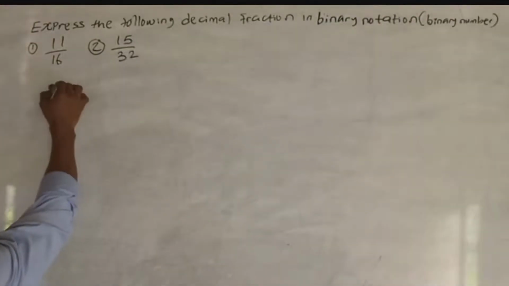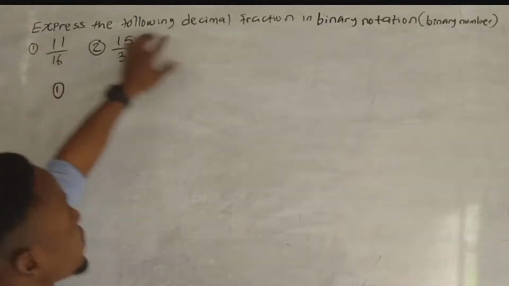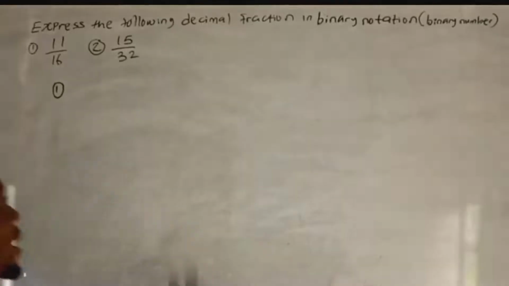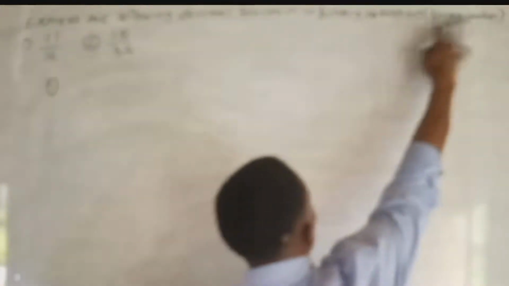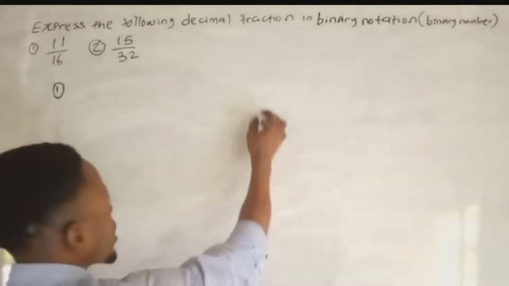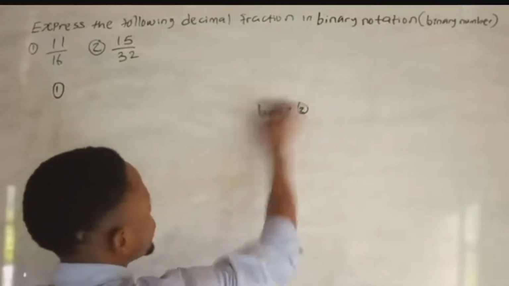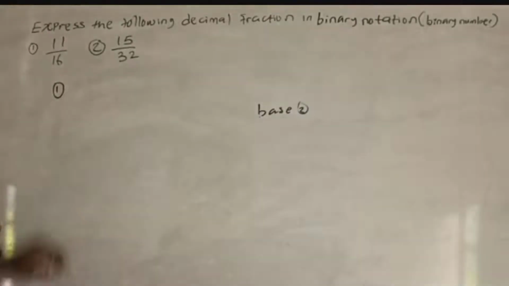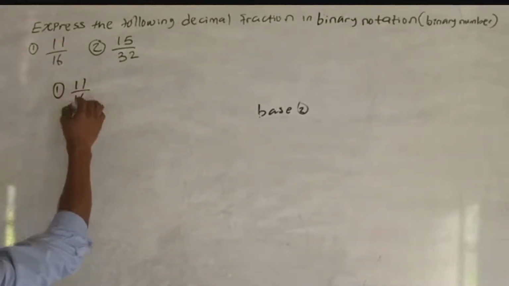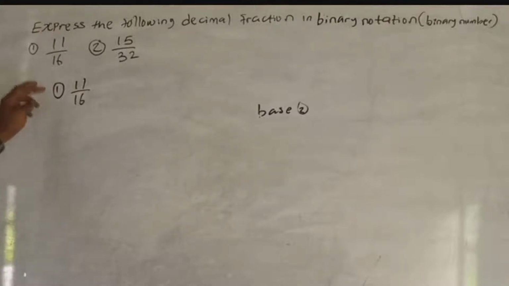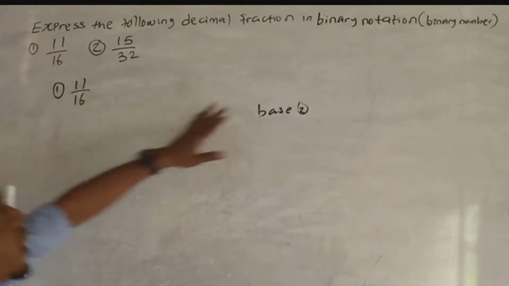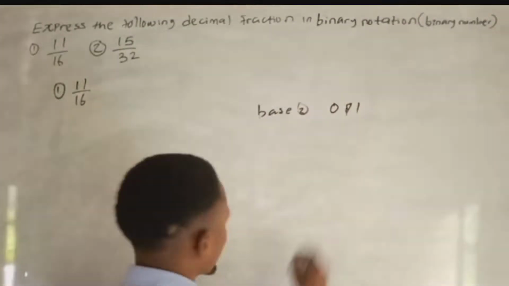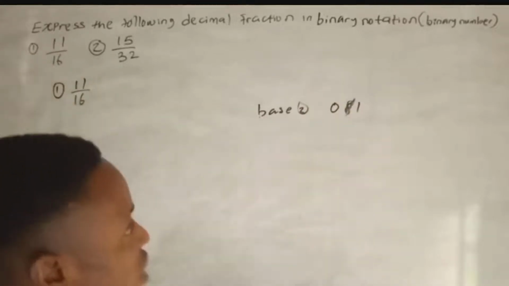So here we have question 1. The question says: express the decimal fraction in binary notation, or as a binary number. Binary is the same thing as base 2. In this case we are given the fraction 11 over 16, and we have to convert this 11 over 16 to binary. A binary fraction is a number between 0 and 1.